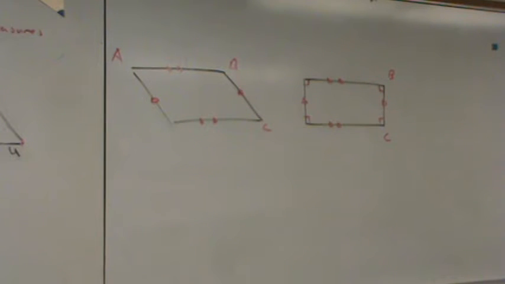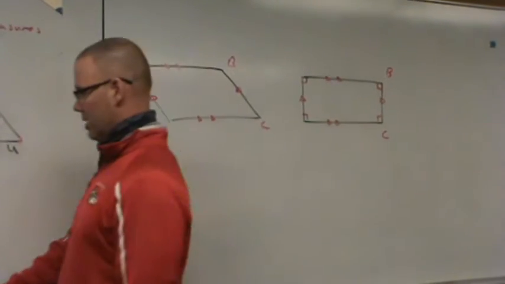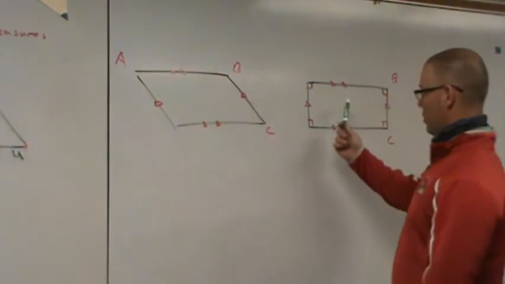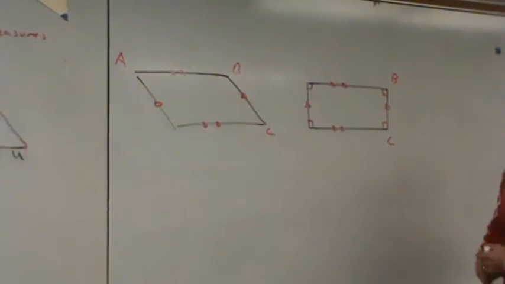All right, here we go, 5-7. This section's pretty easy. I'm going to point out some things, and I'm going to start by pointing them out with a rectangle. What do we know about a rectangle?